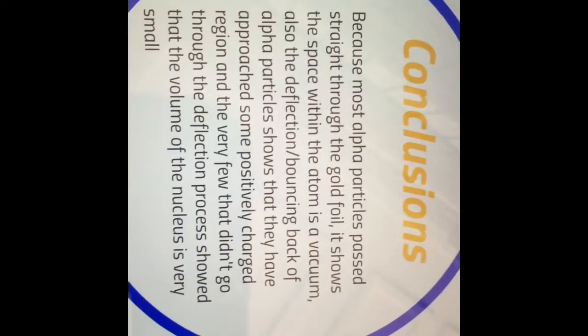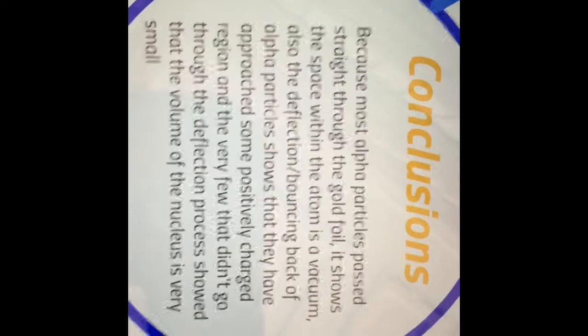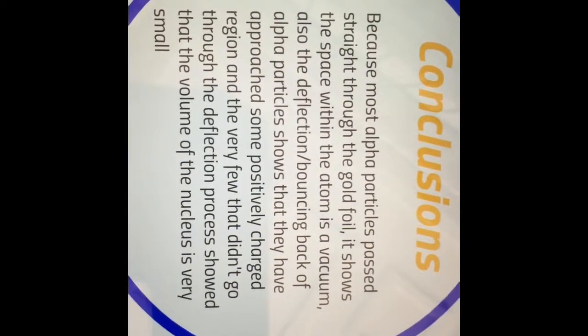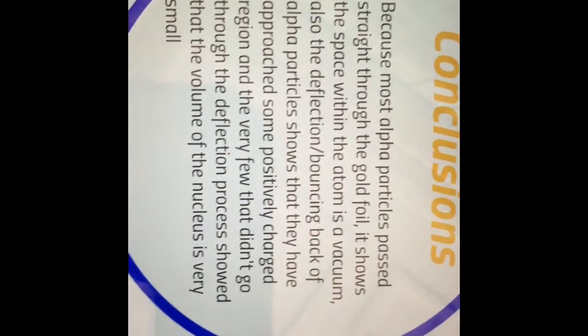His conclusion from the test: because most alpha particles pass straight through the gold foil, it shows the space within the atom is a vacuum. Also, the deflection and bouncing back of alpha particles shows that they have approached some positively charged region, and the very few that bounced back showed that the volume of the nucleus is very small. Here's a diagram of the atom.